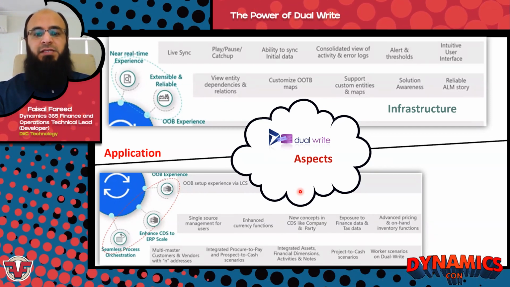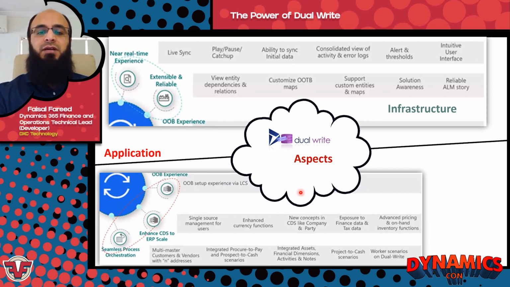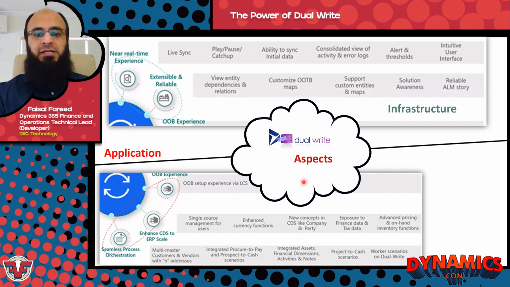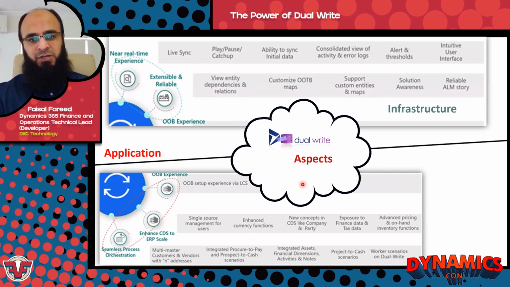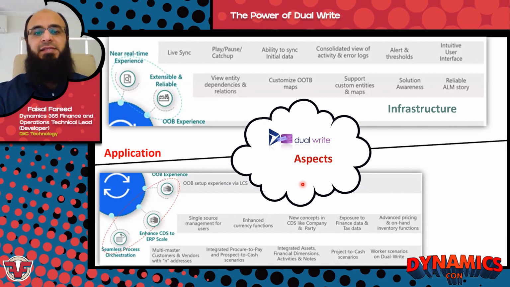Another example is that in finance and operations, we also have a concept of legal entities or companies. In customer engagement, we do not have a concept of legal entities or companies. But as part of dual write, Microsoft has introduced a couple of new features into customer engagement and finance and operations. So you can think of these features as application changes.